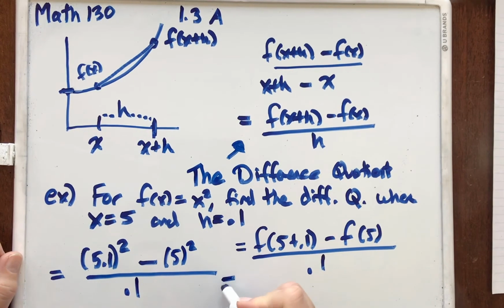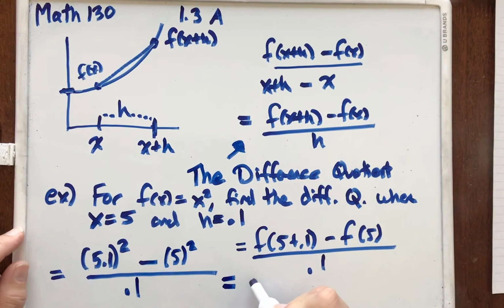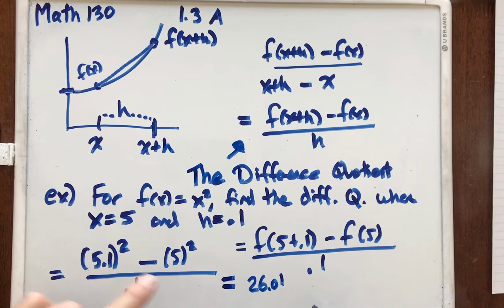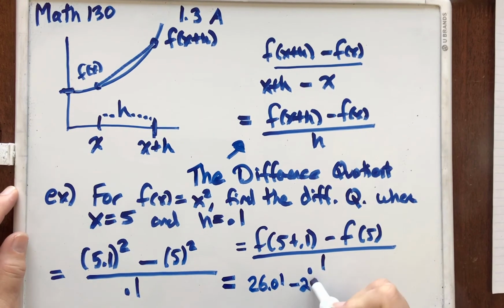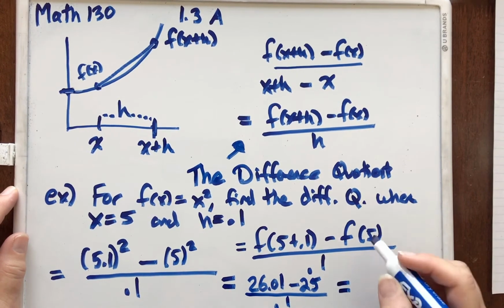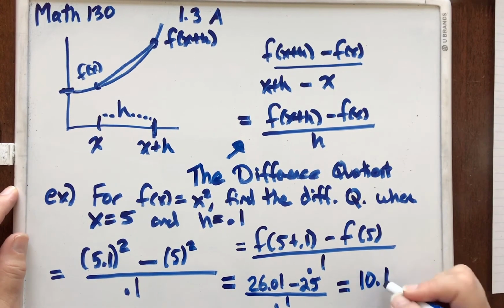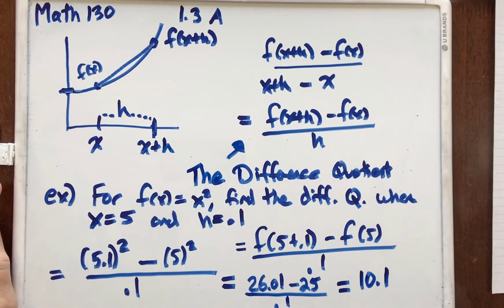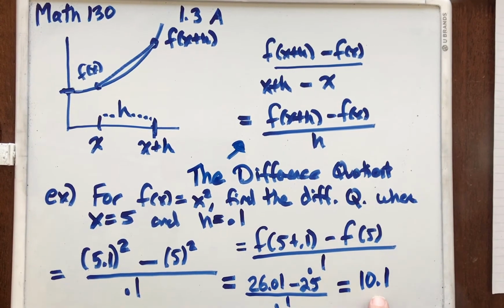Okay, let's continue to evaluate that. 5.1 squared is 26.01. 5 squared is 25, so we're going to minus 25 all over 0.1. And our answer is 10.1. Okay, now remember that answer, because now we're going to do the difference quotient in another way.